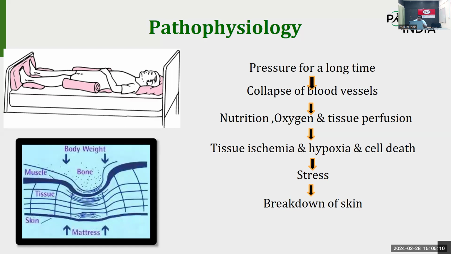So if a bedridden patient is continuously lying on the bed, the mattress will cause pressure to the back and spine. The collapse of blood vessels will happen at the back of the spine or sacral region. According to the position of the patient, it affects the oxygen supply and leads to hypoxia and cell death. That is called a pressure sore. So this is the pathophysiology of pressure ulcers.